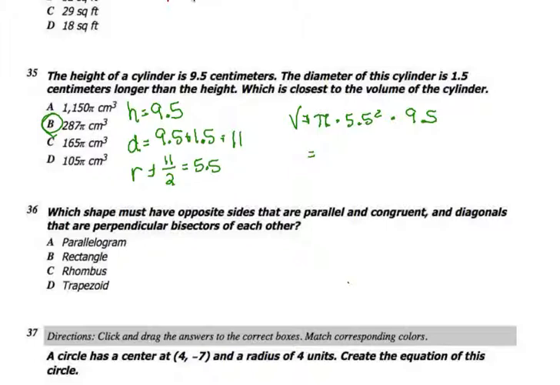Okay. What shape must have opposite sides that are parallel? Well, that's pretty much a parallelogram. And it's saying both rectangle, rhombus, and trapezoid. No, it just has one pair of parallel sides. Diagonals that are perpendicular. Okay. Parallelograms, diagonals, perpendicular. Nope. Rectangle. Nope. Rhombus is the only thing. The only perpendicular diagonals are rhombus and square and a kite.